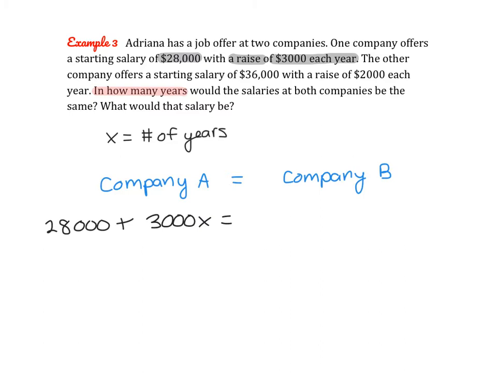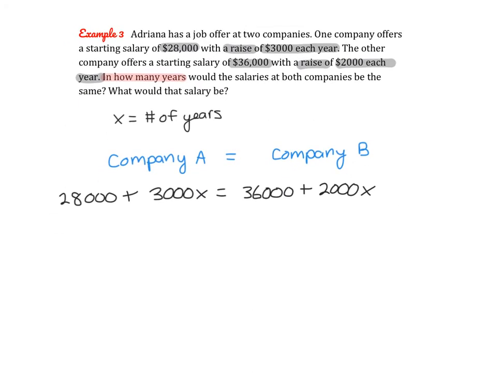Now for company B, the starting salary is 36,000. Again, we have a raise telling us to add, and then it says 2,000 each year. So 2,000 times the number of years, X. And then if we solve for X, that will tell us in how many years the salaries will be equal, since we set them equal to each other.